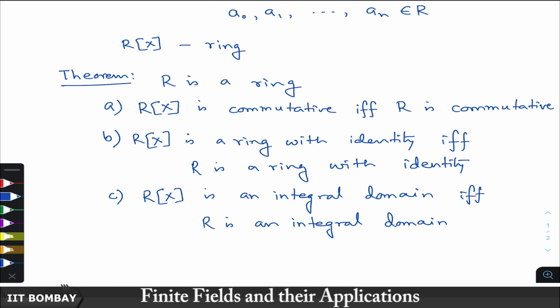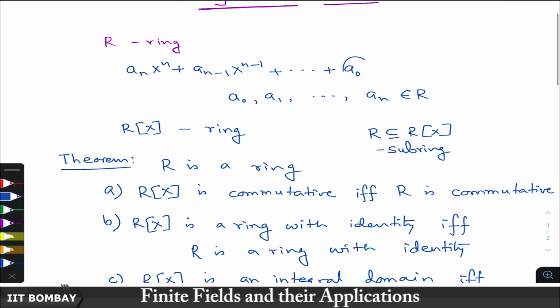All these results are very easy to prove using just the definitions. For example, R[x] is commutative if and only if R is commutative. First, it is clear that as a ring, R is a subring of R[x]. This is a subring. The operations in R can also be seen as restrictions of the addition and multiplication operations of polynomials. The elements in R happen to be specific types of polynomials, which are just these a_0 constant polynomials.